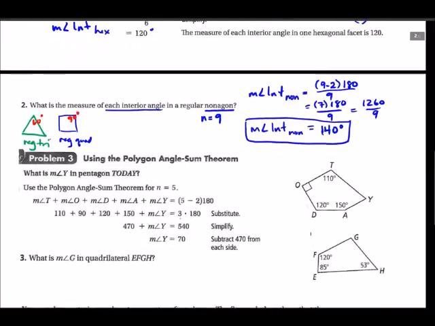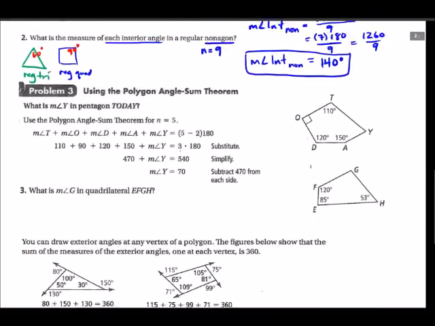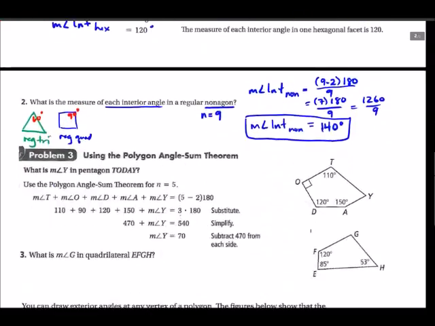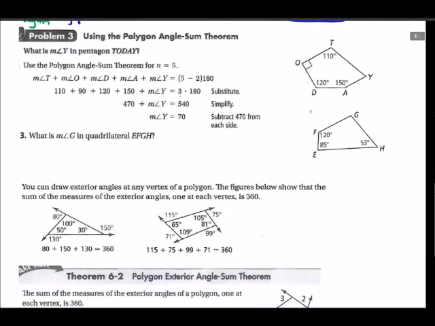All right, let's look at our example here. Oh, we should go back to our polygon angle sum theorem. So we have a figure over here, and we want to know what is the measure of angle y. So I am looking for the measure of angle y in the pentagon. Today, we could even just count up the sides. We know that n equals 5.